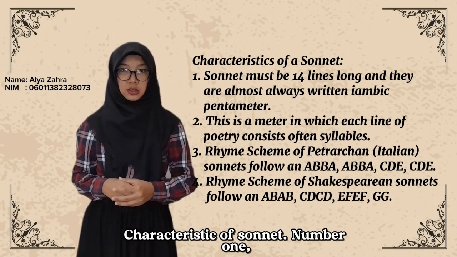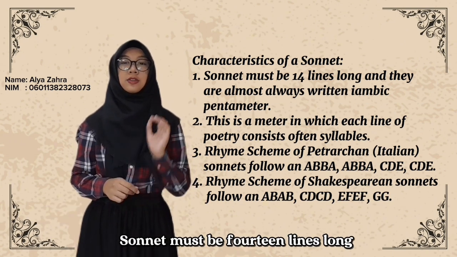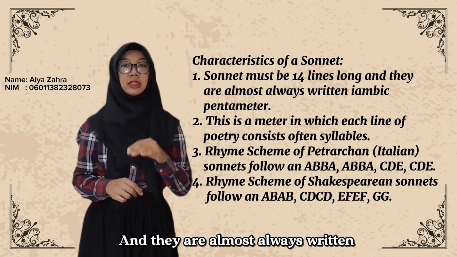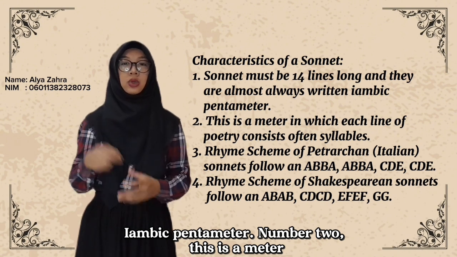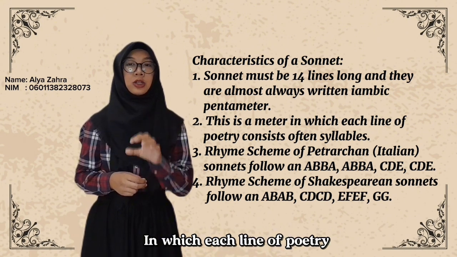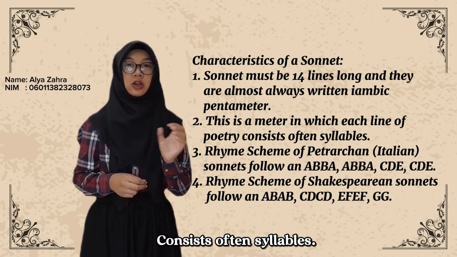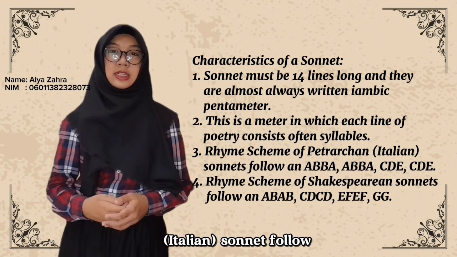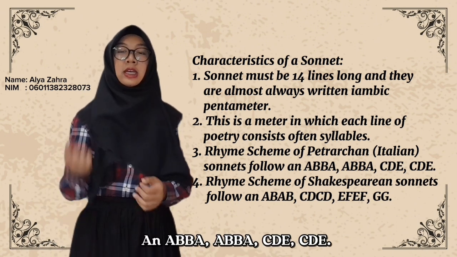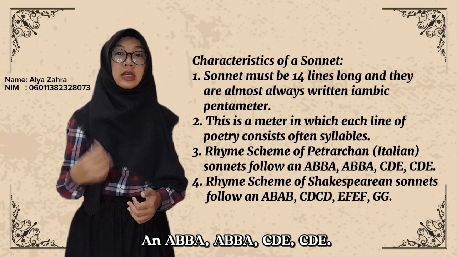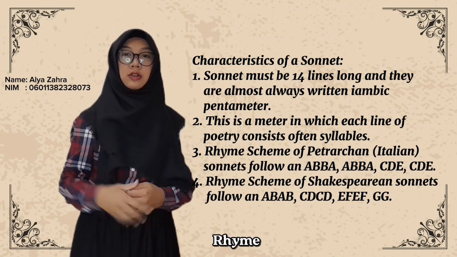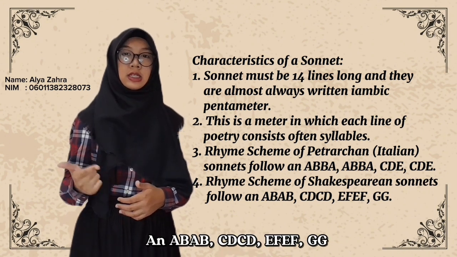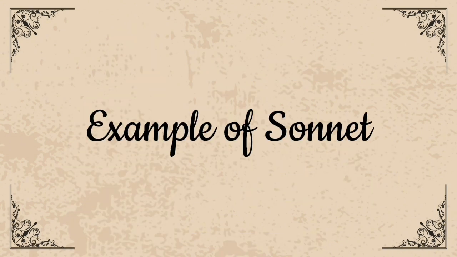Characteristics of a sonnet. Number 1, sonnets must be 14 lines long, and they are almost always written in iambic pentameter. Number 2, this is a meter in which each line of a poem consists of 10 syllables. Number 3, the rhyme scheme of Petrarchan or Italian sonnets follows an ABBA, ABBA, CDE, CDE. For number 4, the rhyme scheme of Shakespearean sonnets follows an ABAB, CDCD, EFEF, GG.